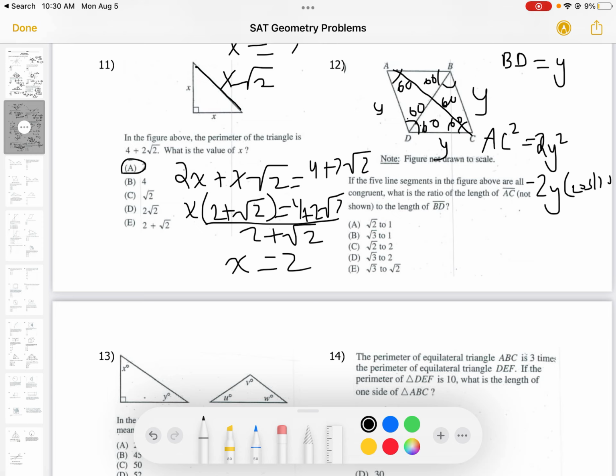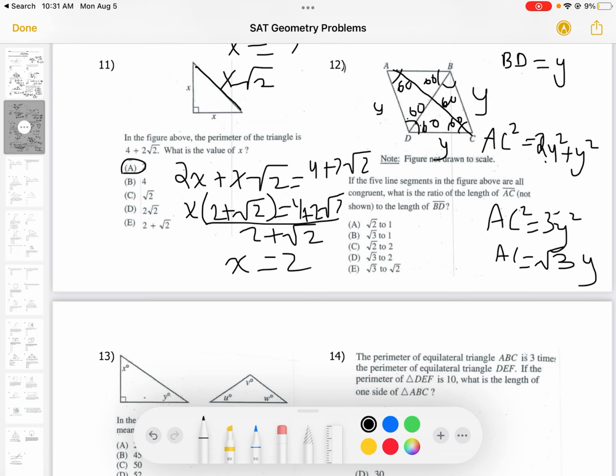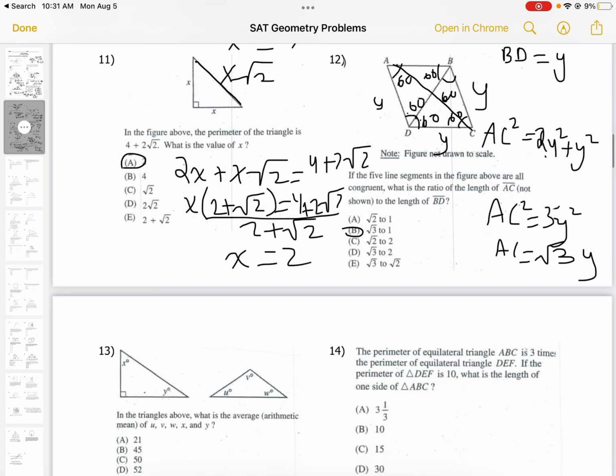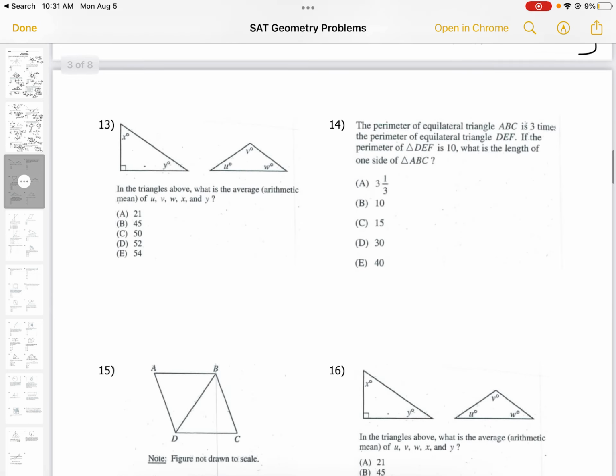Now, what's the cosine of 120? Cosine of 120 is -1/2. So that part is just plus y squared. So AC squared is equal to 3y squared. That means AC is equal to root 3 y. So AC over BD is root 3 to 1. That was a nice problem, and we'll move on.